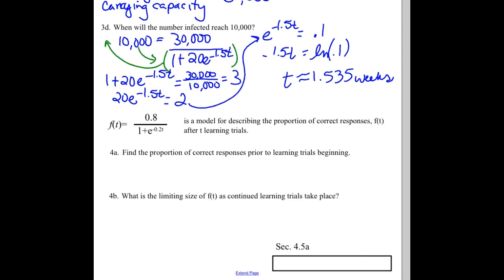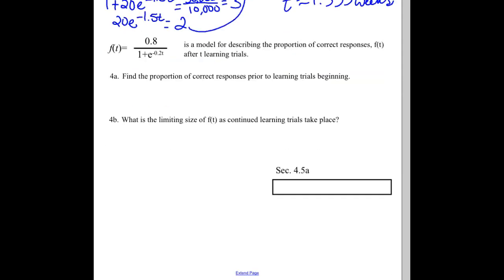The last one I'm going to have you try in your group, so I'm going to pause the video here. You've got 2 questions. Find the proportion of correct responses prior to learning trials beginning. So what is your starting amount? And then what is the limiting size of your function as trials continue? Go ahead and set it up as a group.